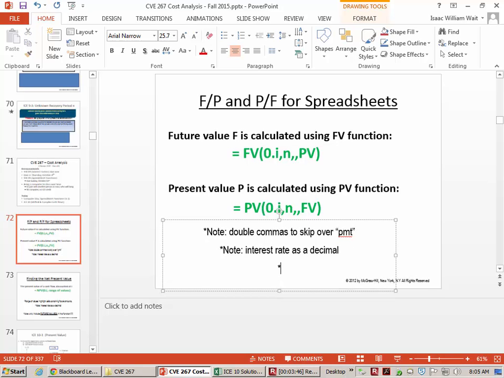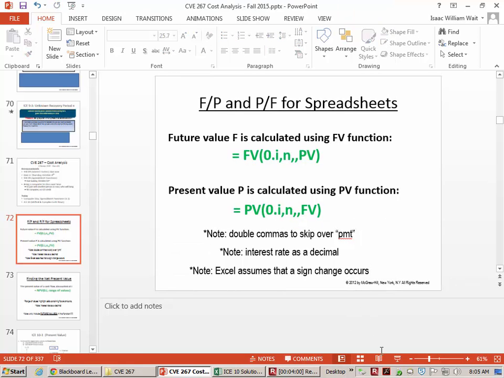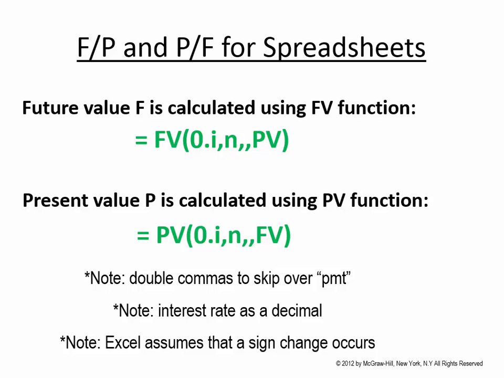Yeah, the reason why is, so I'm going to say note, Excel assumes that a sign change occurs. So Excel assumes that if you're using this function, then you're trying to find out what the payment is when you had an inflow to you originally. So it's always going to have the opposite. If this is a positive value, it's going to return a negative value for the function, and vice versa. Okay, so all those same warnings and explanations apply also for the present value function. Any questions on that review info?